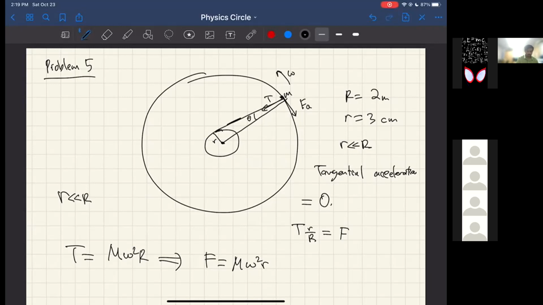So what is this in this problem? This is 0.1 kilograms times 100 radians squared per second squared. Or I guess just say per second squared, because radians are dimensionless. And little r is 0.03 meters. So this comes out to 0.3 newtons. All right.